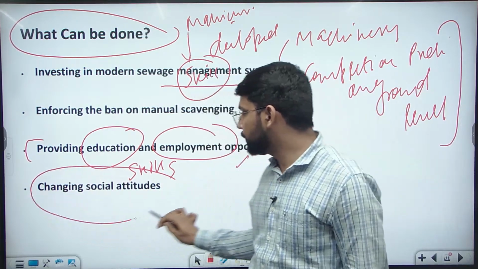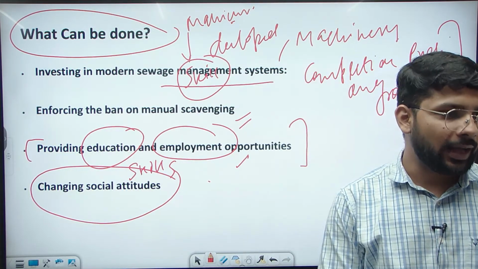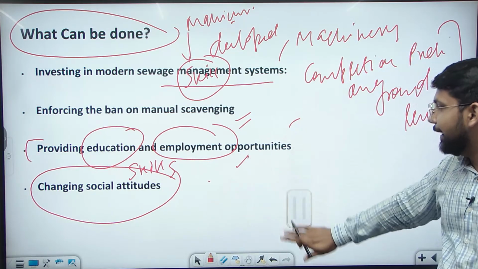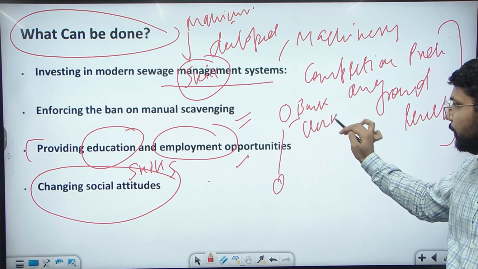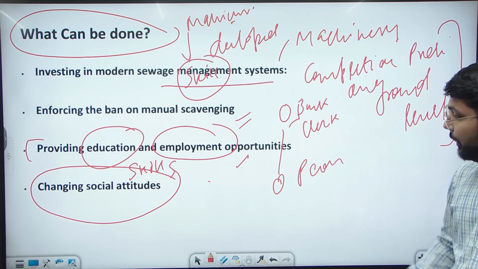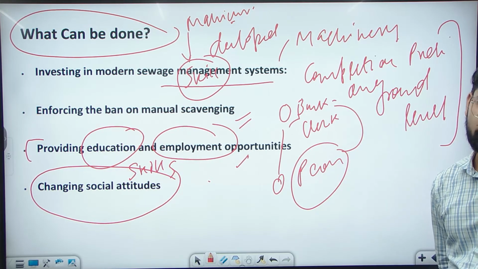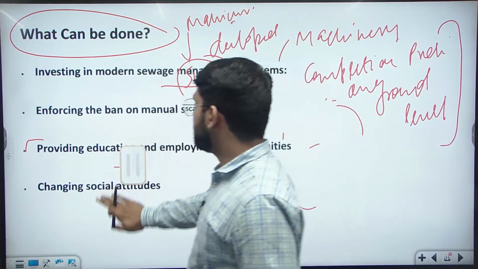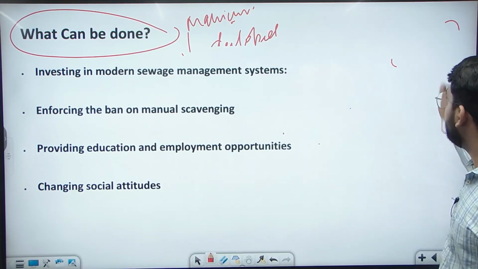Changing the social attitudes. Social attitudes means changing the societal discrimination between the different castes, between the different kinds of work the people are doing. Even in our society, there is a discrimination between a peon and a bank clerk. कोई जरा डिफरेंस नहीं है दोनों में. Peon in the bank and the bank clerk, there is a discrimination in the society. Even if this person is earning more than this one, then also there is a discrimination. So we need to change society if we want to remove discrimination and social issues. This can be done for removing manual scavenging.